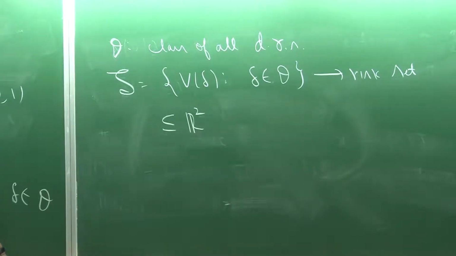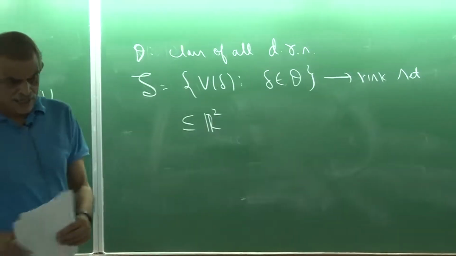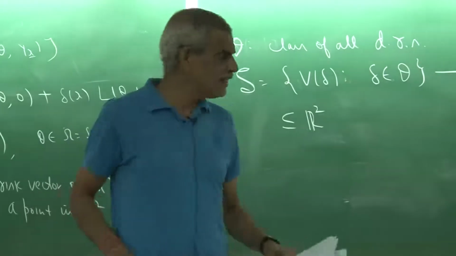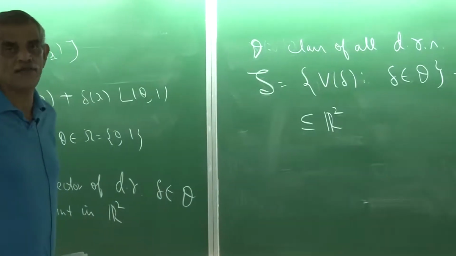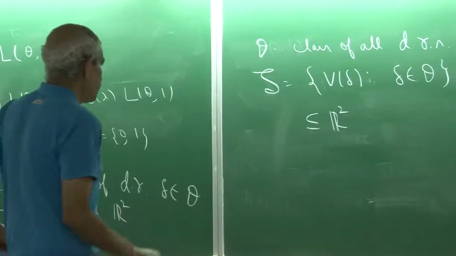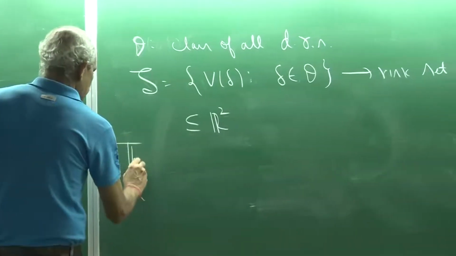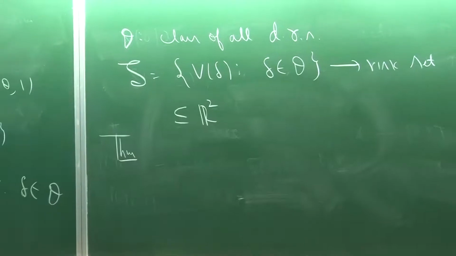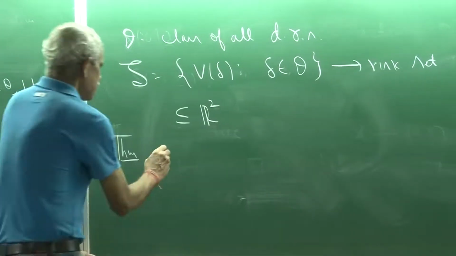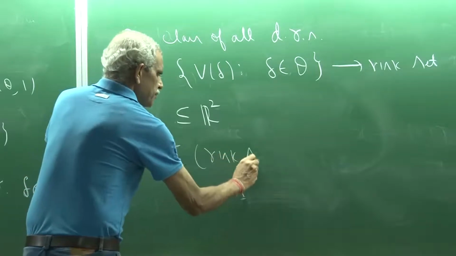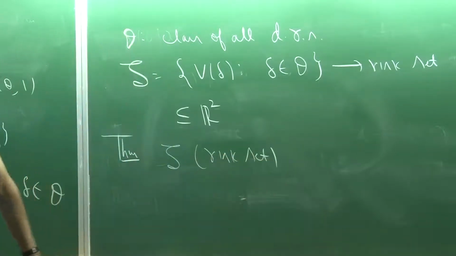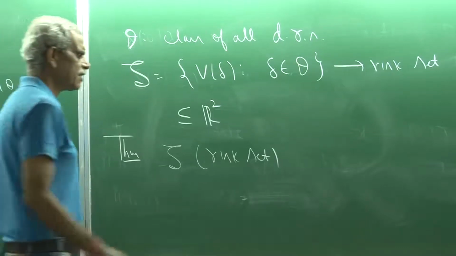And this would have a certain geometry. So one thing which I can immediately say is the risk set is always a convex set. So let me state the theorem. S, which is a risk set. So for any decision problem, the risk set S is a convex set.